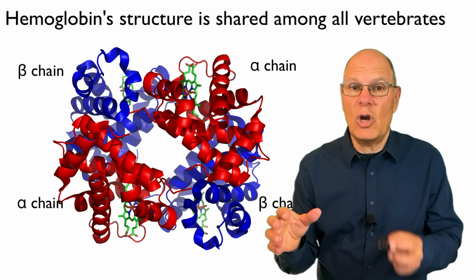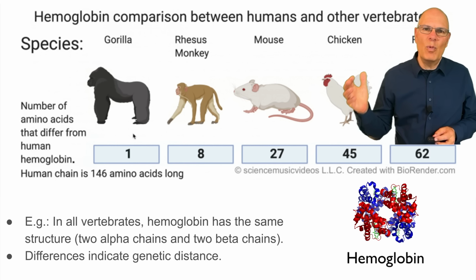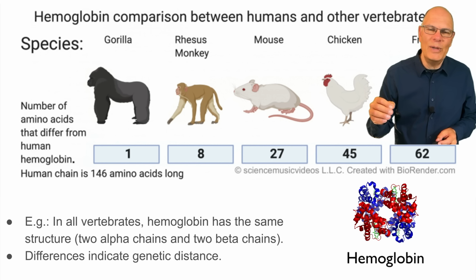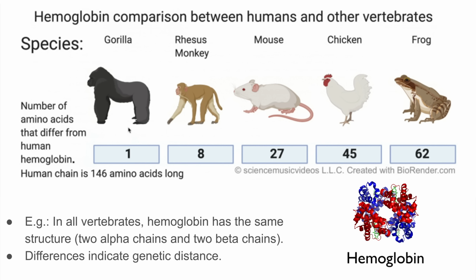Many of the amino acids are the same. But as you might expect, the closer an animal is to us morphologically, the closer its hemoglobin is to ours in terms of amino acid sequence. There's only one difference in amino acid sequence between us and gorillas. Between rhesus monkeys and humans, there are 8 differences. Mice, which are also mammals but not primates, have 27 differences. Chickens, which are yet more distantly related to us, have 45 differences, and frogs, which are the most distantly related, have the greatest amount of difference, 62 differences.